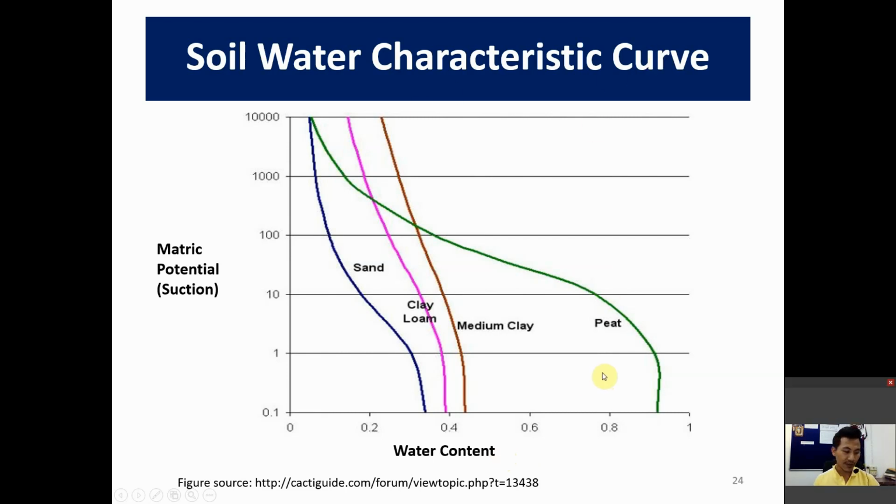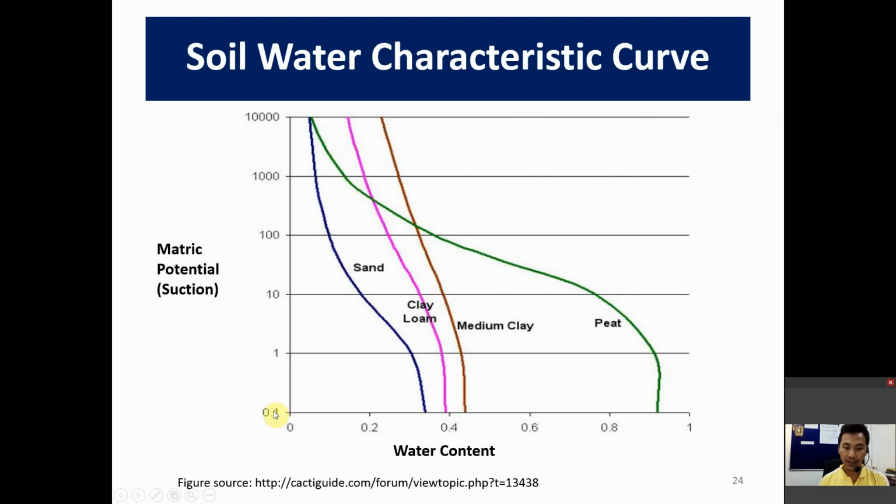This type of characteristic is really helpful because it tells you that even if you have soils with the same amount of water, you can have different energy. Once you have different energy, it means that the same amount of water will be released for plants to use differently as well. This is based on different soil textures, like you have sand, clay loam, and medium clay here, and you have peat here. You can see that once the matric potential goes up here, that means you have a more negative number, but we plot in terms of positive. So that means the soil gets drier and drier.